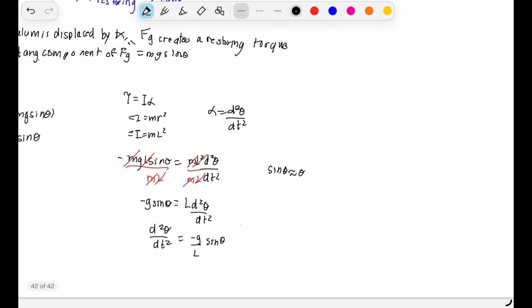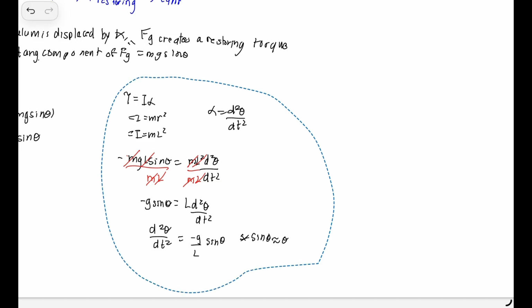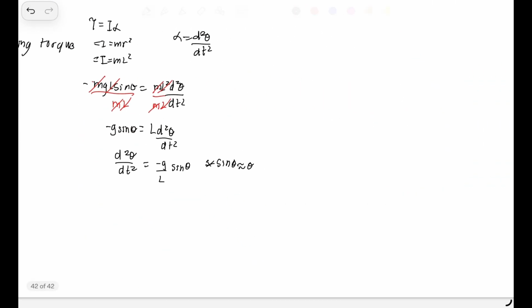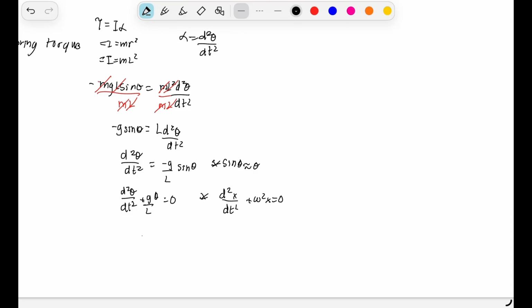So by using this approximation in this step, you can simplify the solution. You're going to get d squared theta over dt squared plus g theta over L is equal to 0, which is reminiscent of d squared x over dt squared plus omega squared x equals 0. So you can see that here, omega squared is going to equal g over L. So if you take the root of both sides, you're going to get that omega is equal to the root of g over L.